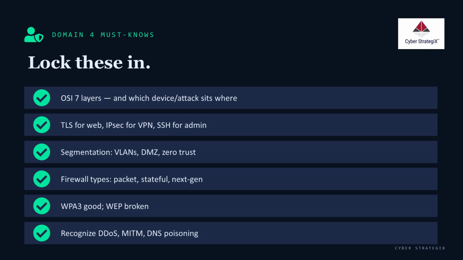Lock in these essentials. The 7 OSI layers and what operates at each. The 3 secure protocols, TLS, IPsec, SSH. Segmentation techniques. The firewall types and their trade-offs. Wireless standards with WPA3 good and WEP broken. And the signature network attacks. Master these and Domain 4 is yours.